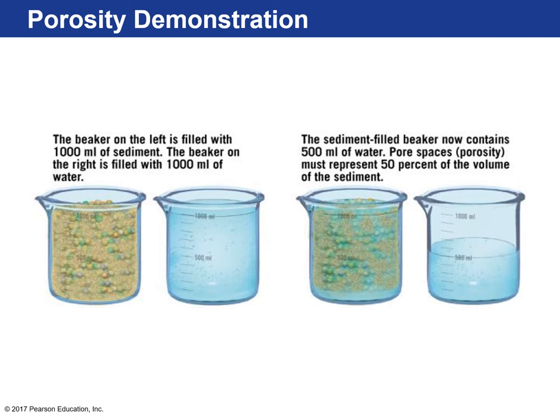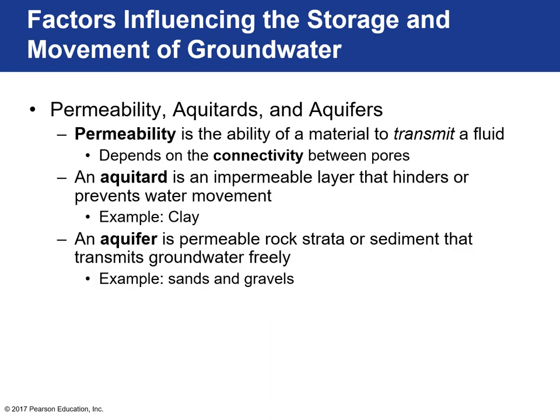And you can measure that. If you've got a beaker full of sand, here we have some water, and then you start pouring the water into this beaker until it's completely saturated. Then you measure how much water you poured into it. In this case, the sediment-filled beaker now contains half a liter of water, or 500 milliliters. That means the porosity represents 50% of the volume of the sediment. So that's one way of measuring it.